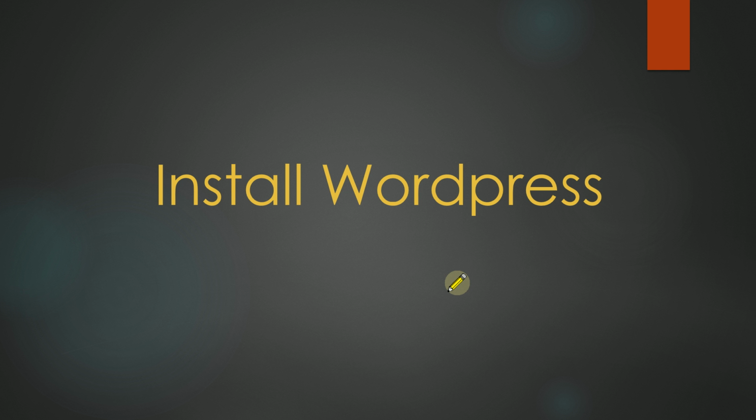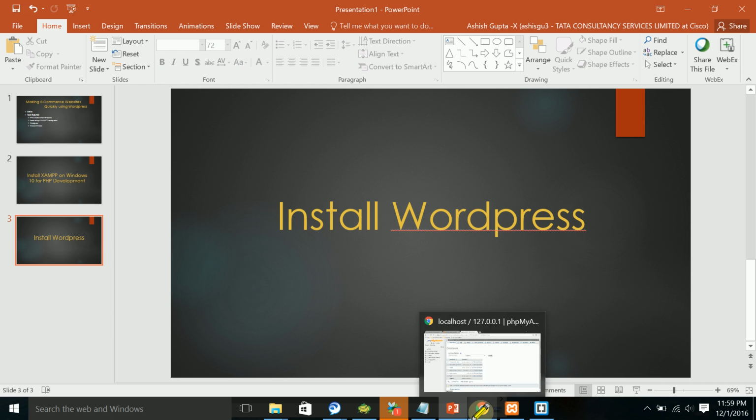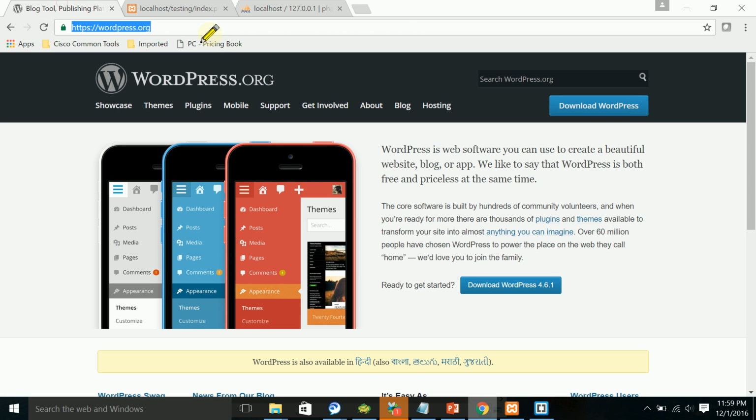So WordPress is a content management system, and a lot of websites, static websites, are currently using WordPress as their platform for all purposes. So I suggest you go to wordpress.org and read more about WordPress. For installation purposes, go to wordpress.org and download the latest version of WordPress, WordPress 4.6.1.